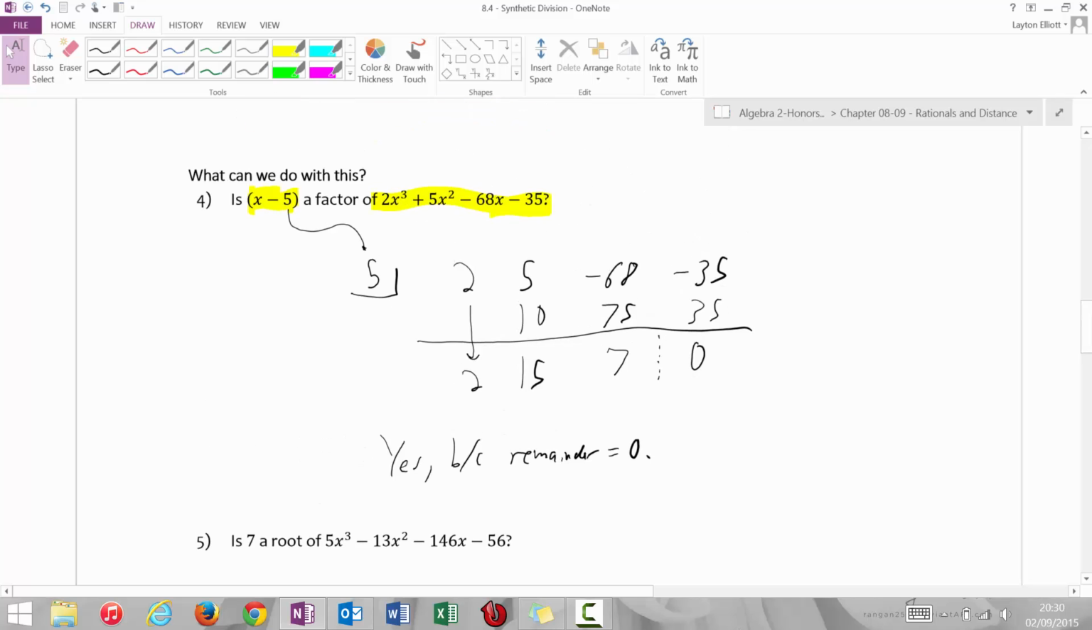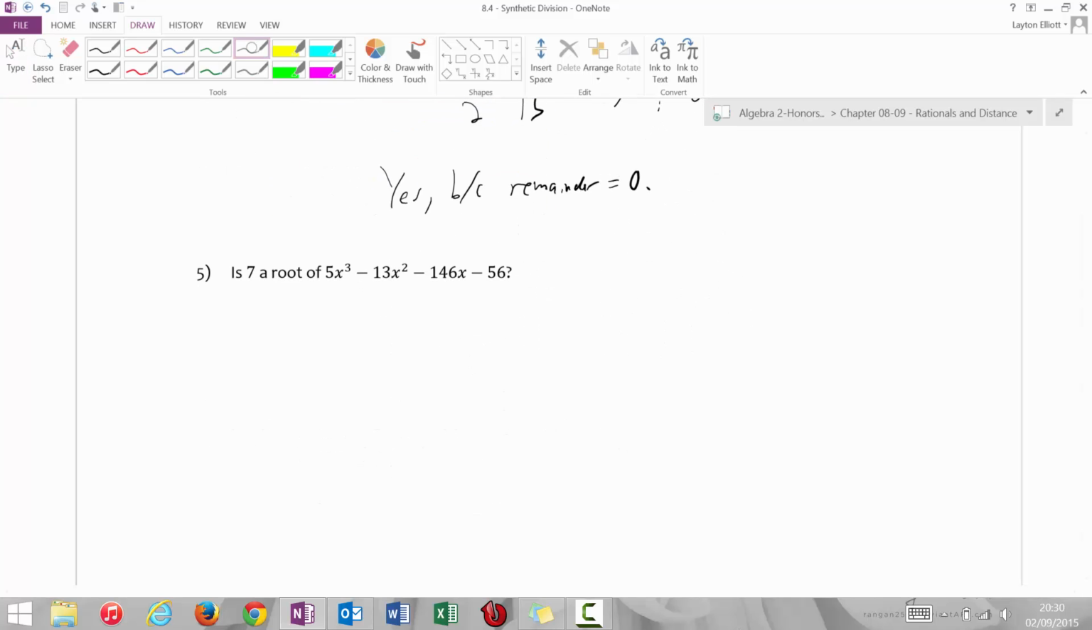I can say, is 7 a root? If 7 is a root, what that means is x minus 7 is a factor. Because if it's a root, it solves this equal to 0 and x minus 7 factors. These are going to be talked about a lot tomorrow in terms of being interchangeable ideas. 7 being a root and x minus 7 being a factor are kind of saying the same thing.